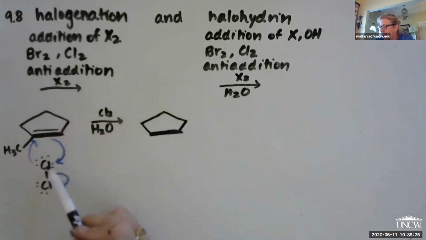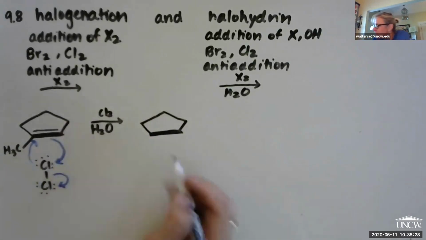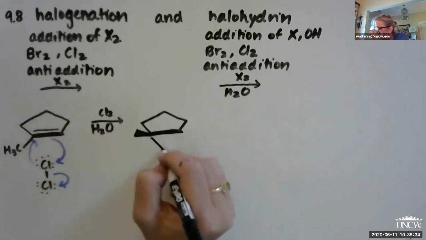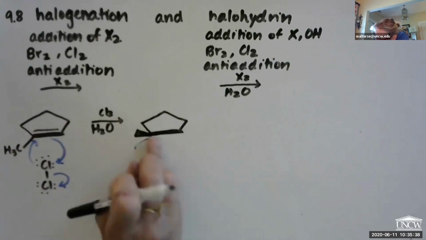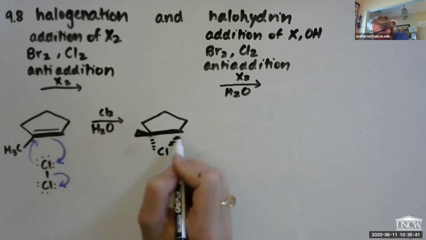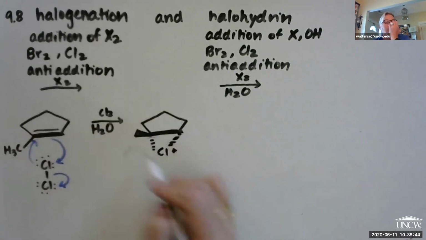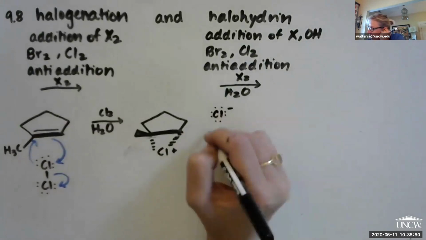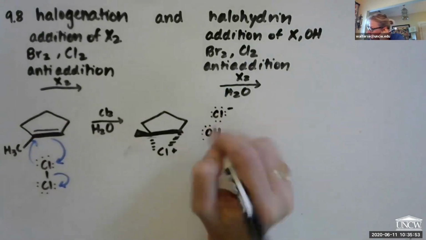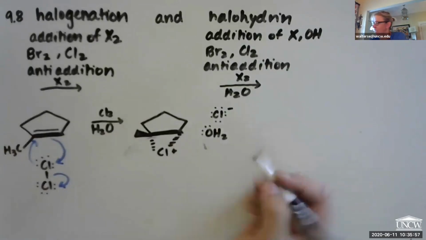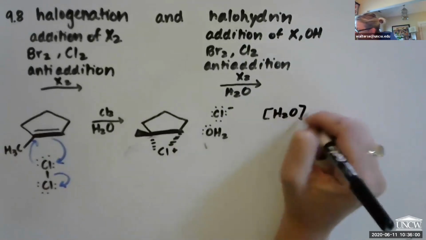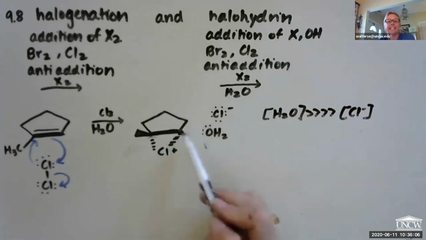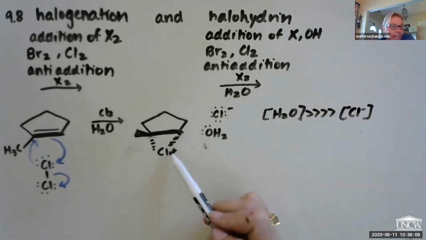So I have this attack on the bottom, which means this methyl group is going to pop up. It's going to get pushed up due to the presence of that chlorine on the underside of the ring. So here's the chlorinium ion. And now you have chloride and you have water in solution. The concentration of water is gigantic relative to the concentration of the chloride. So the most likely collision is going to be between the chlorinium cation and water.